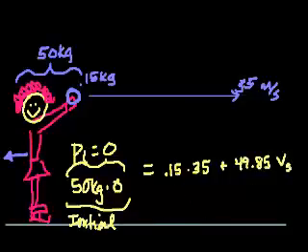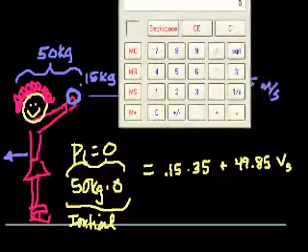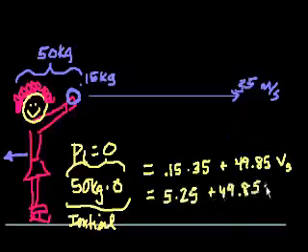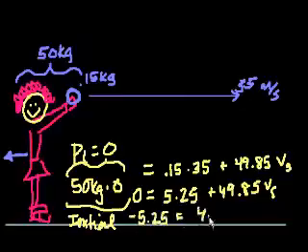So let me get my trusty calculator out. Okay. So 0.15 times 35 is equal to 5.25. So that equals 5.25 plus 49.85 times the skater's final velocity, and of course this equals 0 because the initial momentum was 0. So let's subtract 5.25 from both sides, and then the equation becomes minus 5.25 is equal to 49.85 times the velocity of the skater.